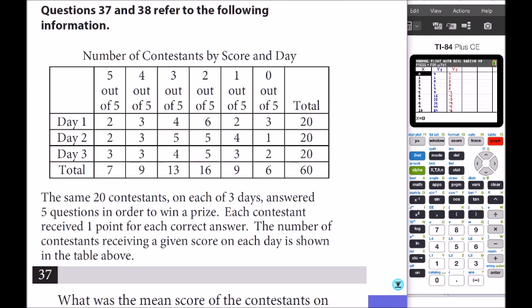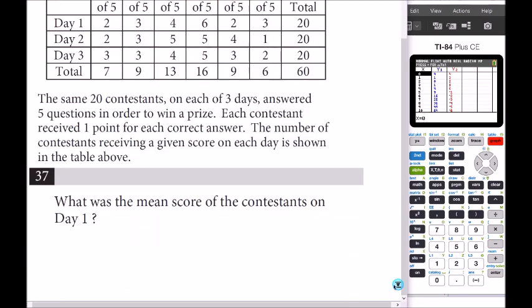All right, the same 200 contestants on each of 3 days answer 5 questions in order to win a prize. Each contestant receives 1 point for each correct answer. The number of contestants receiving each score on each day is shown in the table above. Okay. What was the mean score of the contestants on day 1?